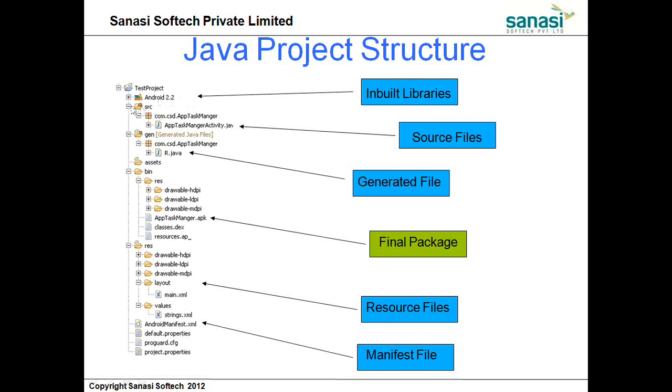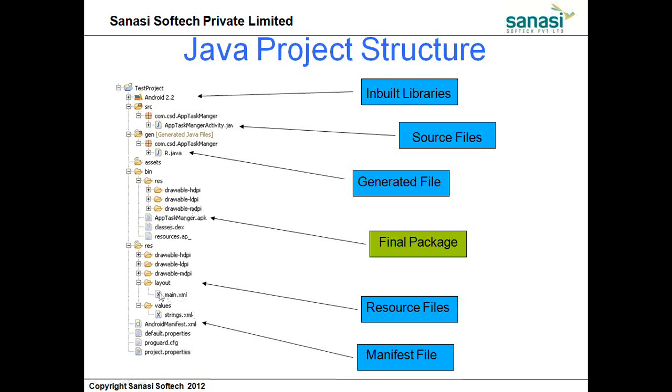Then there is a subfolder called SRC. So it is obvious that all the Java source files will be present in this particular folder. Then there is another folder called gen, which contains some files which are generated automatically. Then here is the most critical file, called an APK. It is short for Android package, and this is the file that must be installed onto the phone. That is the ultimate output of the entire application building process.